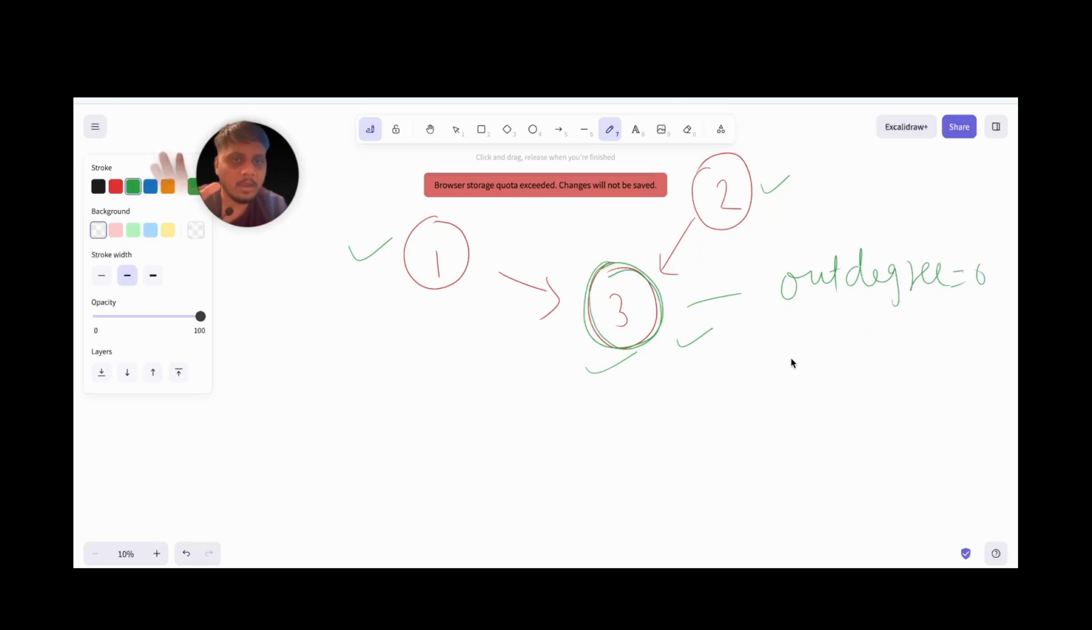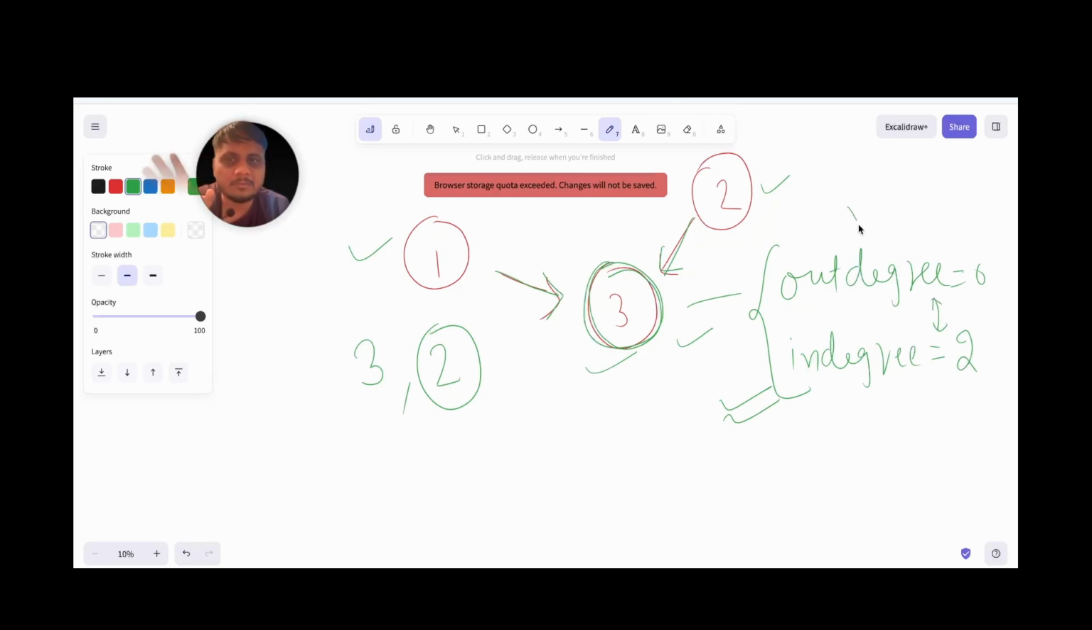is 0 and in degree should be like all of the other people except him should trust that person. So how many total people are there? If there are 3 people, then 2 people must trust this. So there should be exactly 2 incoming edges here. In degree is 2. So I can say, okay, yes, this person is a town judge.